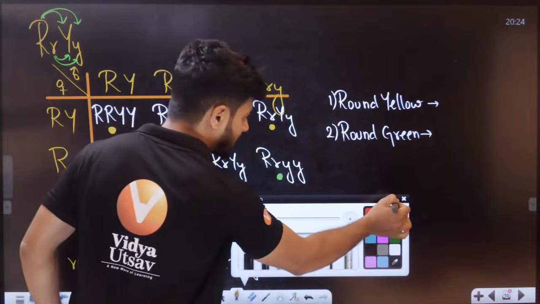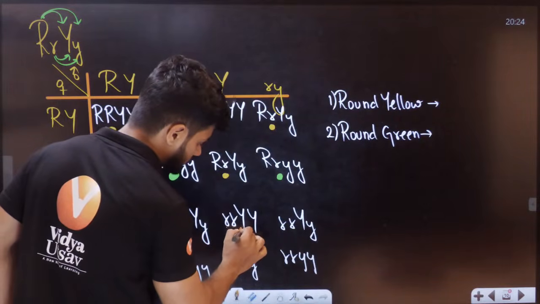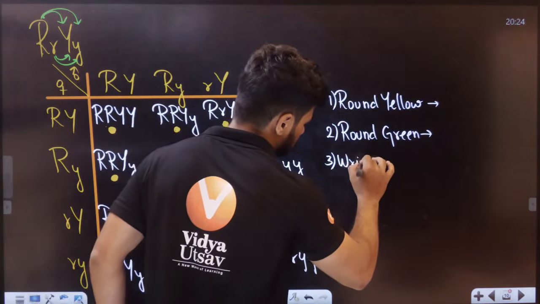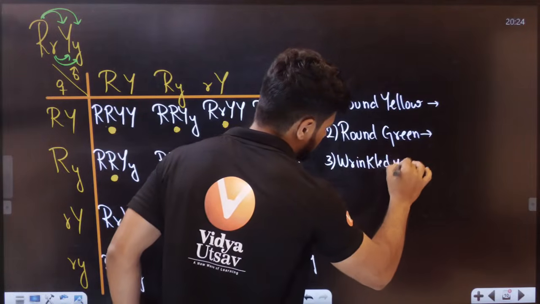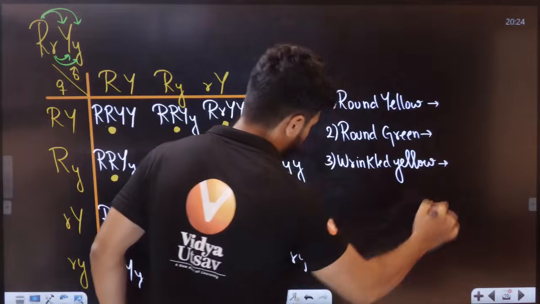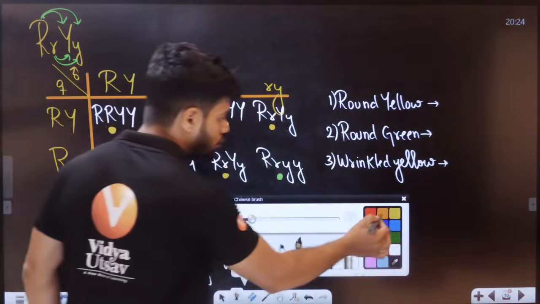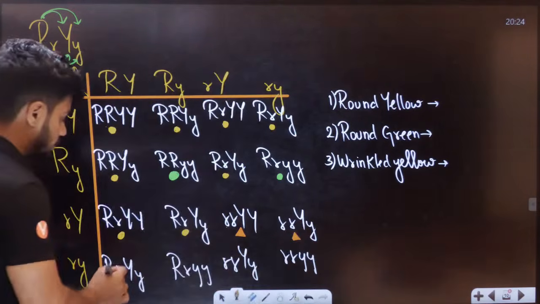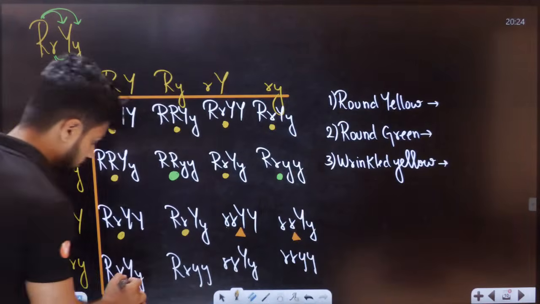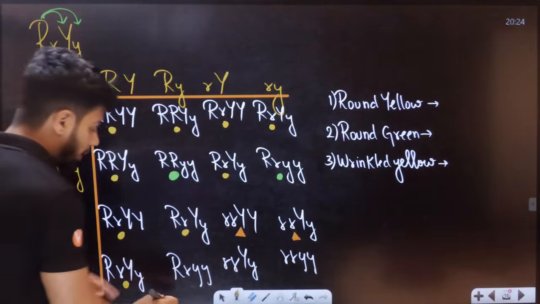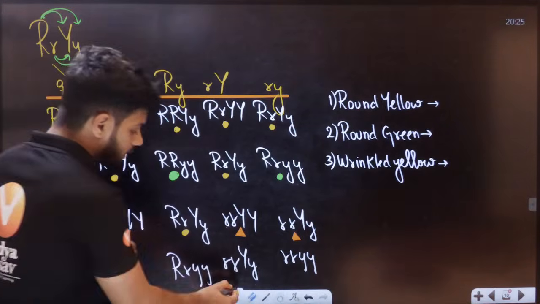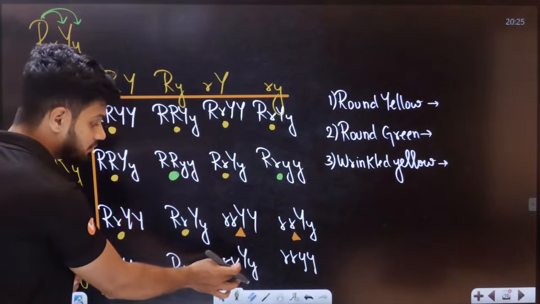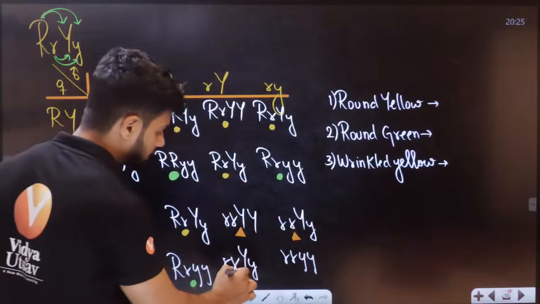For this, I will make a triangle here, students. Wrinkled yellow is a triangle. Next one, also wrinkled yellow. Yes or no, students? Next one, round yellow. This one is round yellow again. This one, round small y, so can I tell round green here? Round green, this one. This one is again wrinkled yellow.